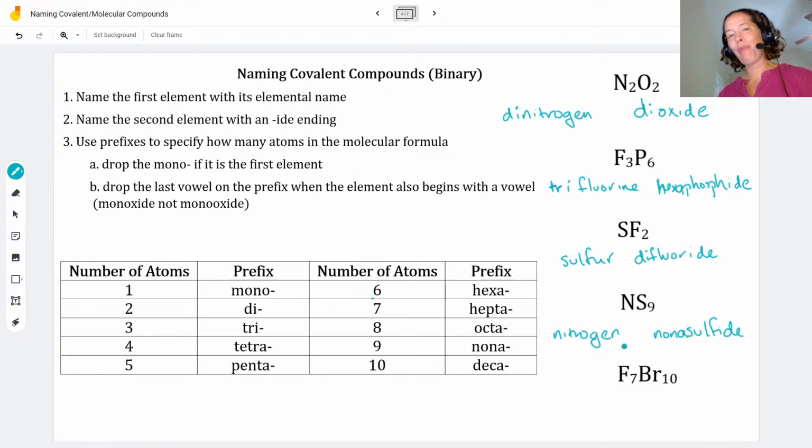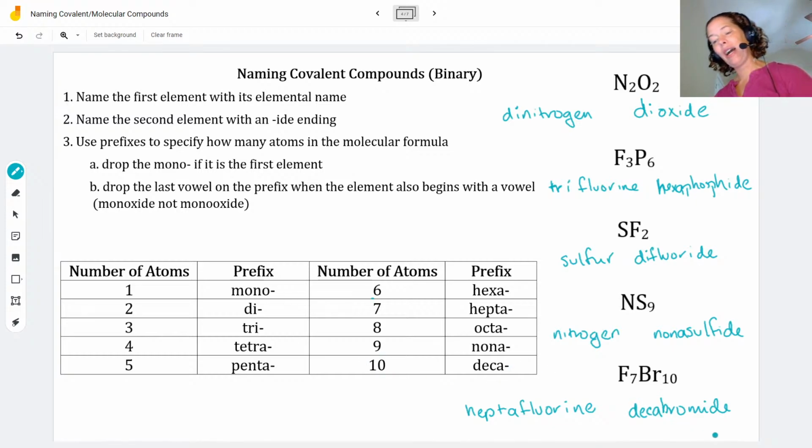Now for our last example where we're going to take our molecular formula and get to our name. Here again is fluorine written as the first element, which means I need to leave it as fluorine. How many do I have? I have 7. Again, not a real example. Okay, so that is hepta. So we have heptafluorine. My second element is bromine. Again, I'm going to change this ending to IDE. So this is bromide. How many do I have? I have 10. The prefix for 10 is deca.